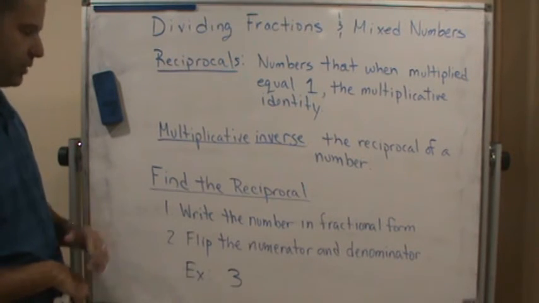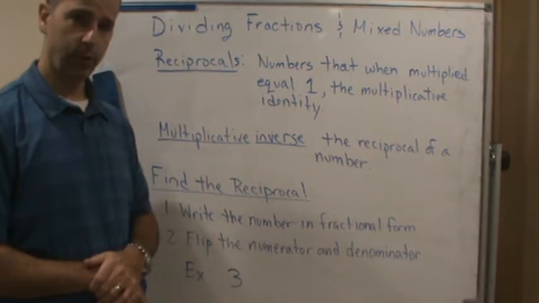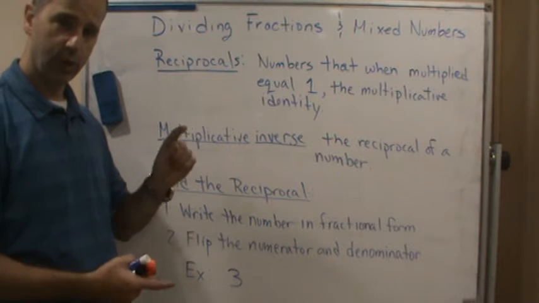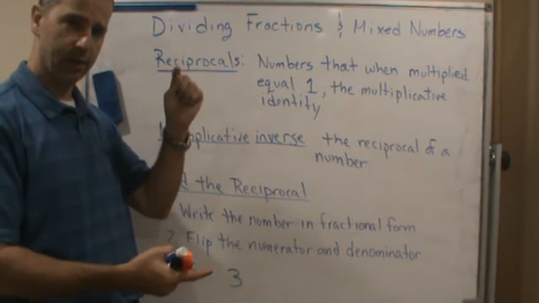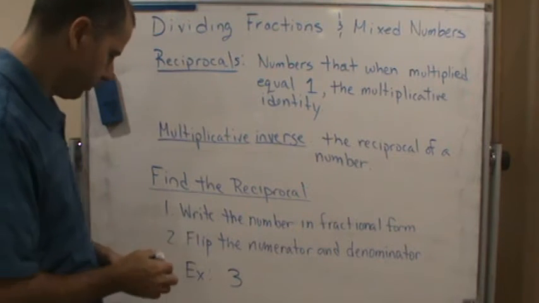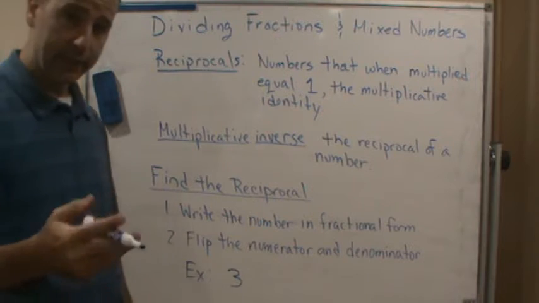To find the reciprocal of a number, it's very easy. 1, you just write the number in fractional form, and then 2, you just flip the numerator and the denominator. So you interchange the numerator and the denominator, and you're done. So for example, if we have the number 3, we want to find the reciprocal of 3, we can think of it in 2 ways.